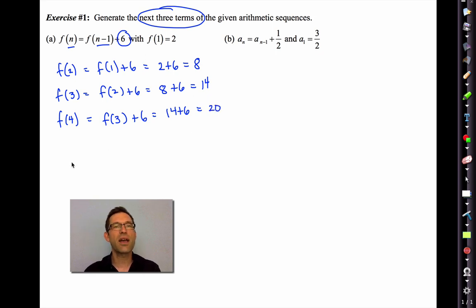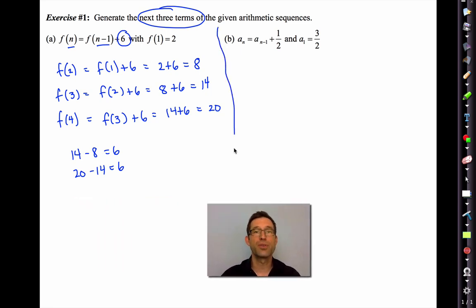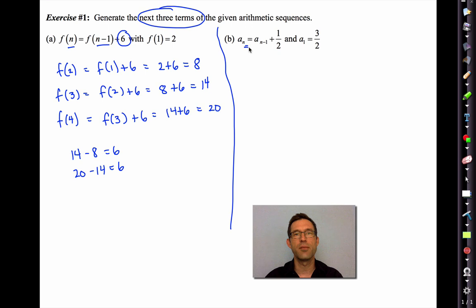And again, you can see that common difference, right? If you do 14 minus 8, you get 6. If you do 20 minus 14, you get 6. A common difference, all right? Letter B is really no harder. We just threw some subscripts in there instead, but again, it's the same idea. Every term will be calculated by taking the previous term and adding 1/2.